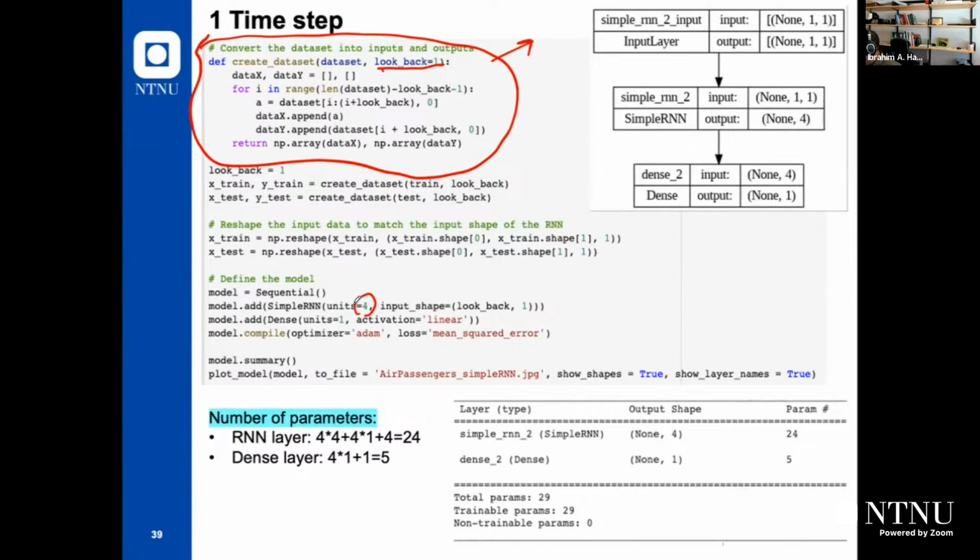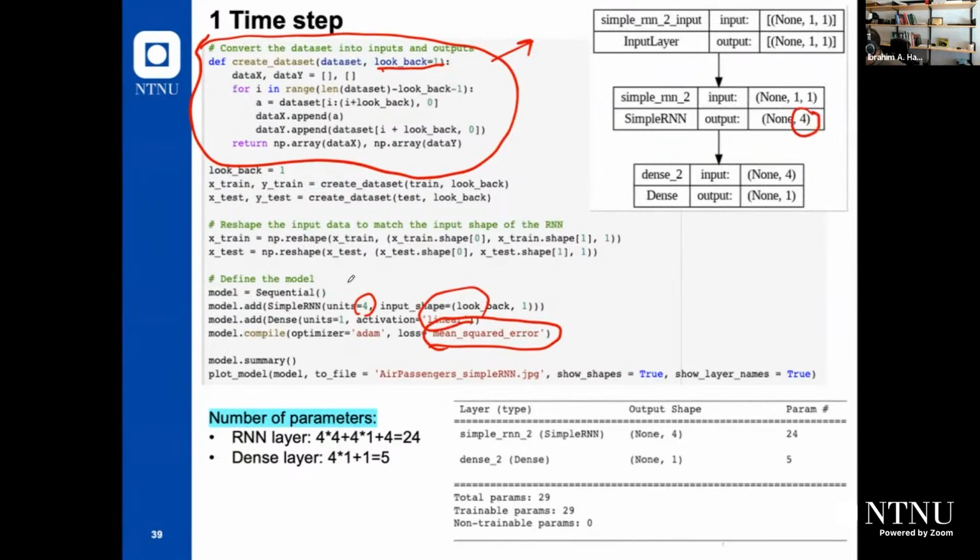The activation will be a linear function because I need to regress, right? We are not classifying, but we do some regression. So in this case, we will use a linear activation function here. Because it's a regression problem, the loss function will be mean squared error between the true value and the predicted value. The input is 1, output is 1. For the simple RNN, the input is 1 and the output is 4. Why is the output 4?